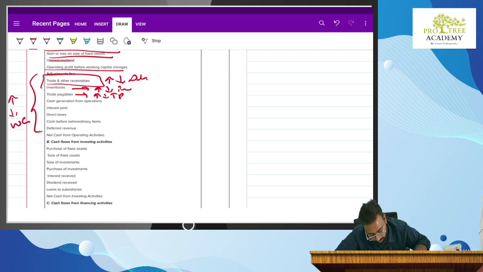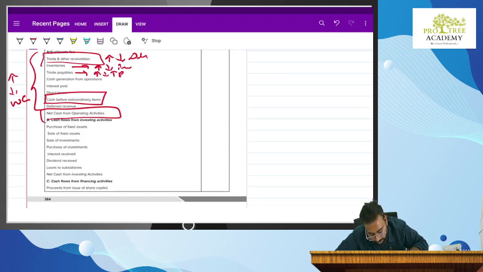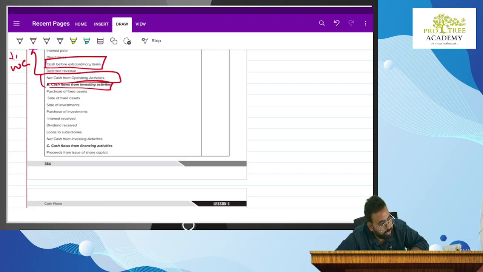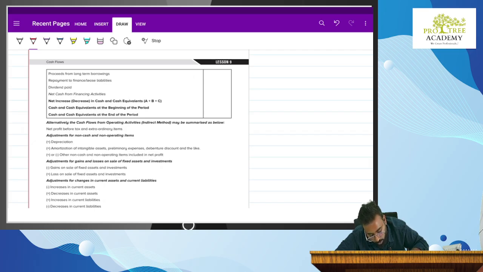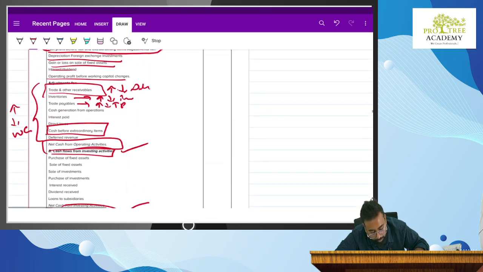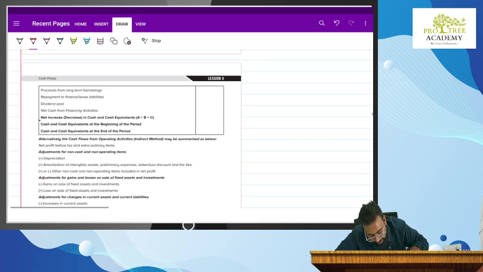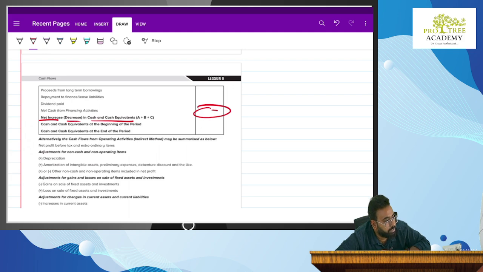Yes, everybody is following? So that will give you net cash from operating activities. Cash before extraordinary items. If any extraordinary item is there, it has to be presented separately. Then cash flow from investing activity, cash flow from financing activity. Now, after that, you have to add all the three: A plus B plus C will give you net increase or decrease in cash and cash equivalents. To that, you will add the opening balance of cash and cash equivalents.